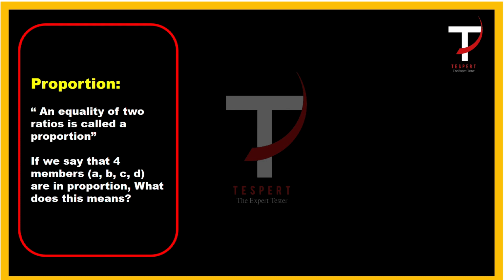Proportion. Till now we discussed the meaning of ratio and we solved some basic questions as far as ratios are concerned. So what is meant by proportion? Proportion means equalizing two ratios. So if I say A is to B and C is to D are equal, this is the meaning of proportion.